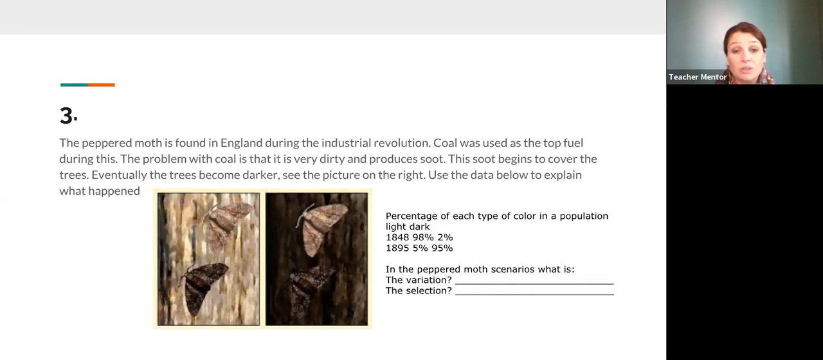Again, the variation, or the difference, is going to be the color. We have the lighter moths and we have the darker moths. And so in the peppered moth scenario, what is the selection going to be?